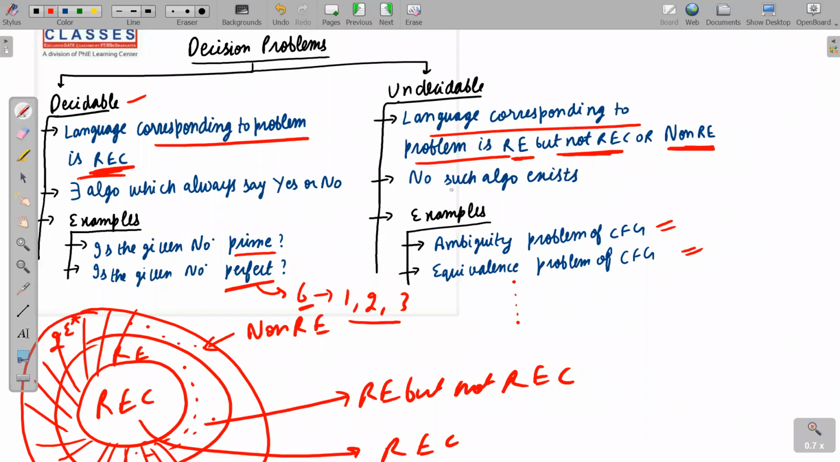And see here carefully. I've said no such algorithm exists. No such algorithm exists means, for the ambiguity problem of CFG, nobody in this world will ever be able to write a program or algorithm for it. This is a very strong statement, and it has been formally proven also.